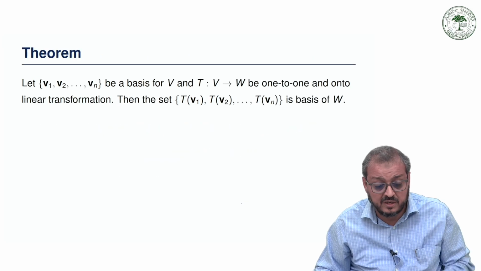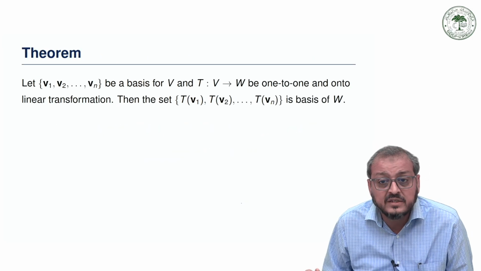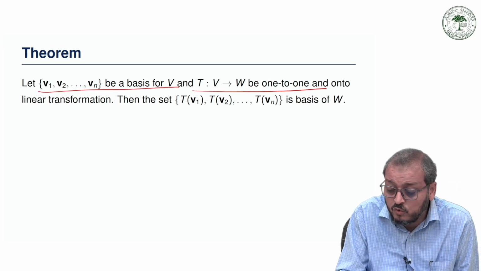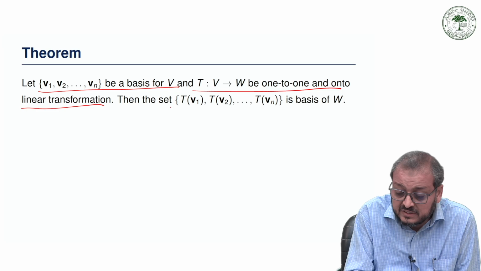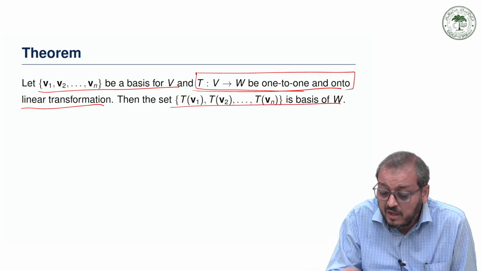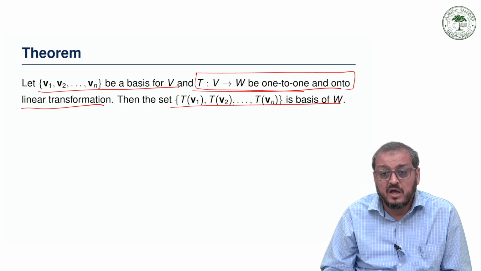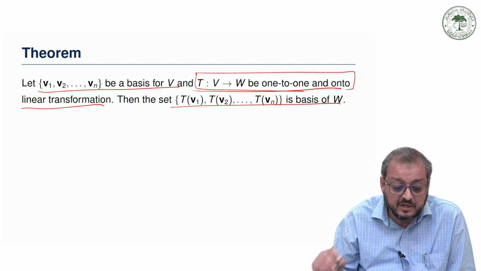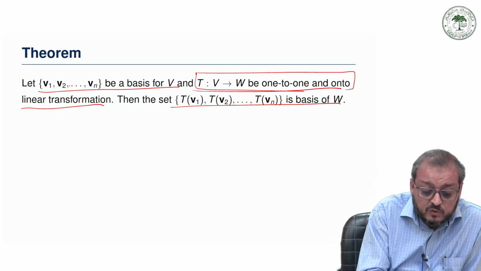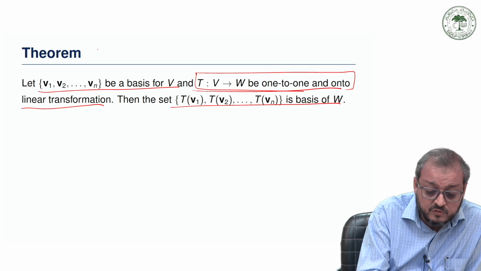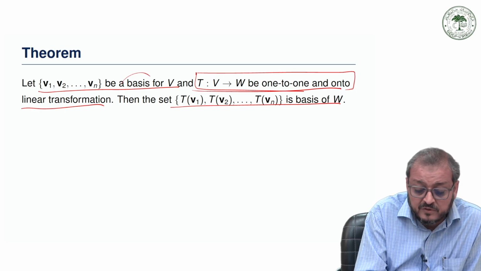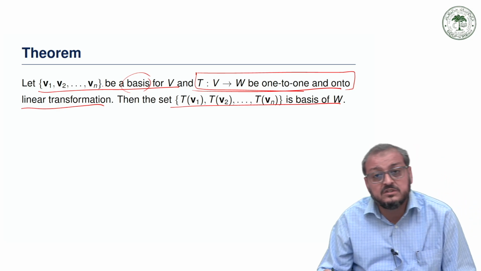Let us try one more theorem. It says that if V1, V2, ..., Vn is a basis for V and T from V to W is a one-to-one and onto linear transformation, then the set T(V1), ..., T(Vn) is a basis for W. So we are given two conditions: T from V to W is a one-to-one and onto linear transformation, and V1, V2, ..., Vn is a basis, which means it is linearly independent and its span is equal to V.